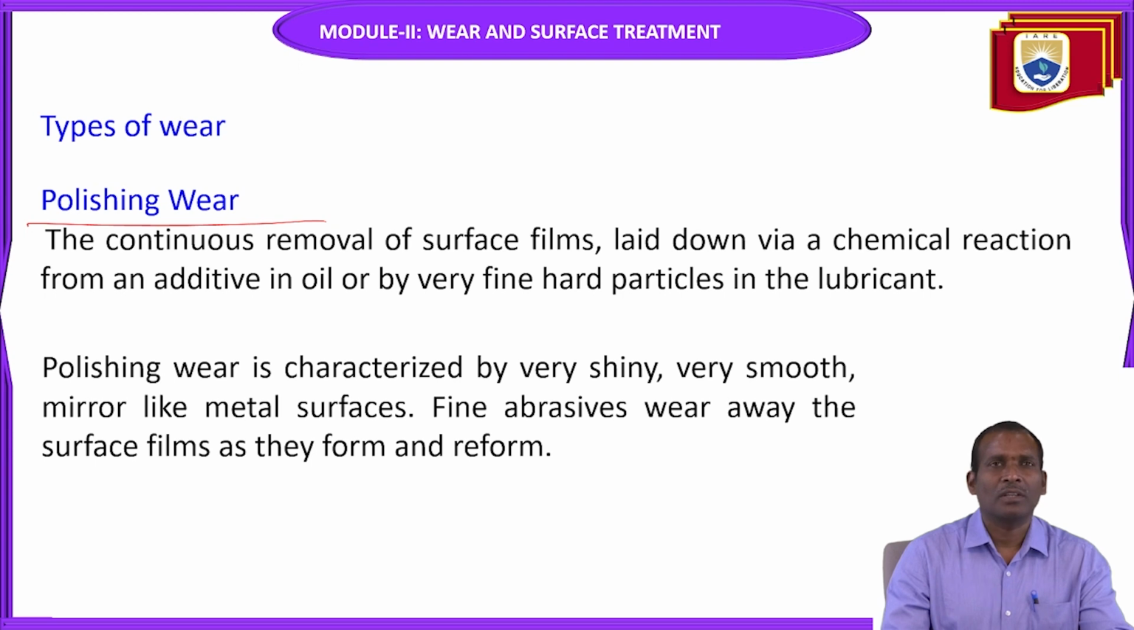The continuation of types of wear. The second one is polishing wear. It is the continuous removal of surface films laid down by a chemical reaction from an additive in the oil, or by very fine hard particles in the lubricant. Polishing wear is characterized by very shiny, very smooth, mirror-like metal surfaces. Fine abrasives wear away the surface films as they form. So polishing wear is characterized by very shiny and very smooth metal surfaces.